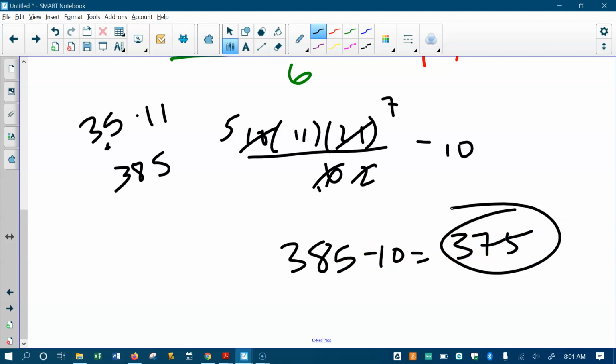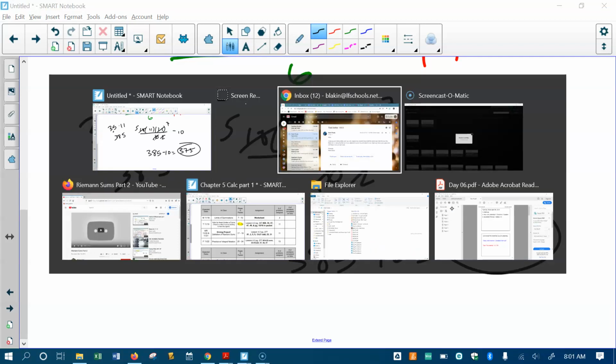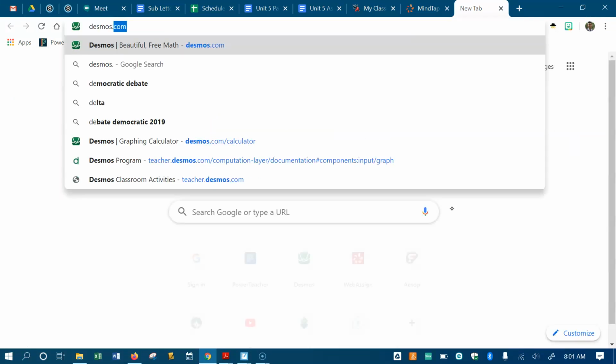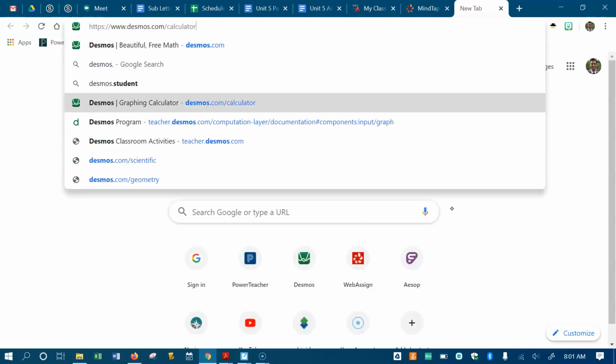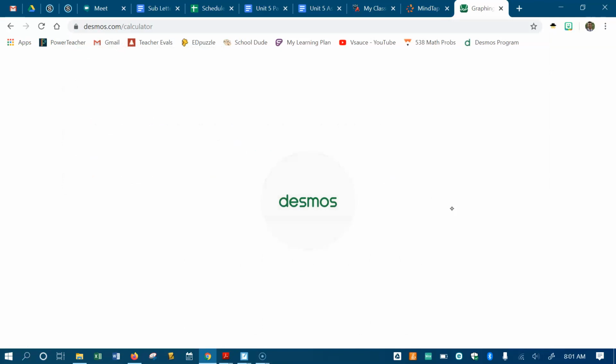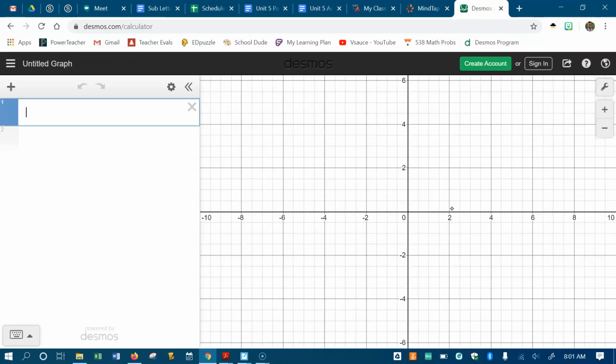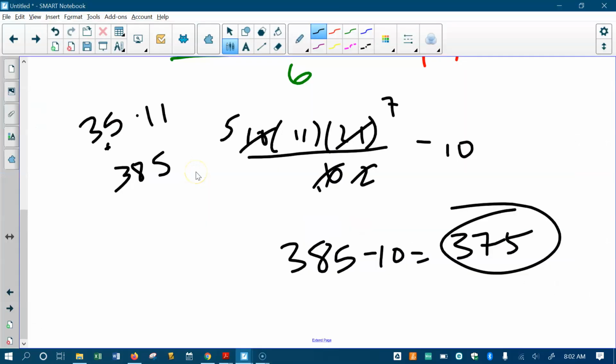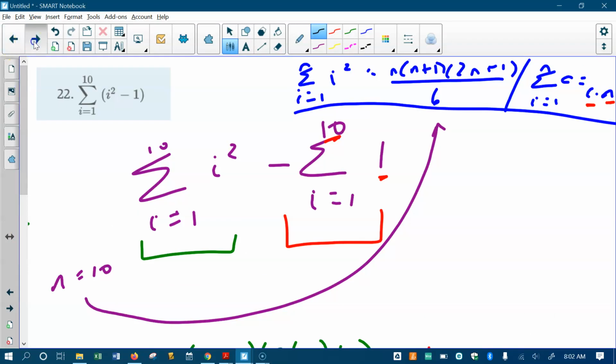Woohoo! I'm going to check this on my favorite program, Desmos. Mr. Lakin, you have a lot of tabs open. True story. Okay, 1 to 10. Right. Haha, 375. That is number 22 for you. Hope this answered your question that you had. Let's go to the next one.